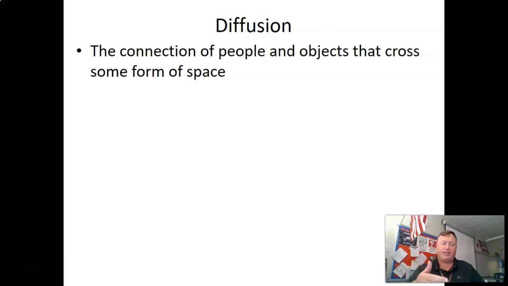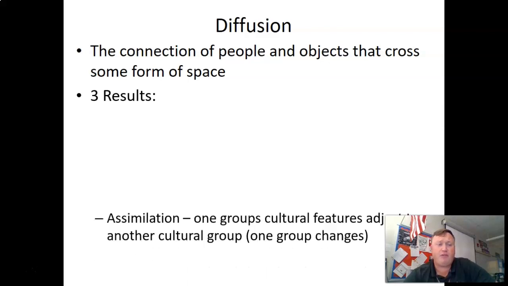So they are connected by soccer through that part of space or location is what we're talking about. So what kinds of diffusion exist and what are some examples of that diffusion, all right? But as a result of diffusion, you're going to have three different things happening.